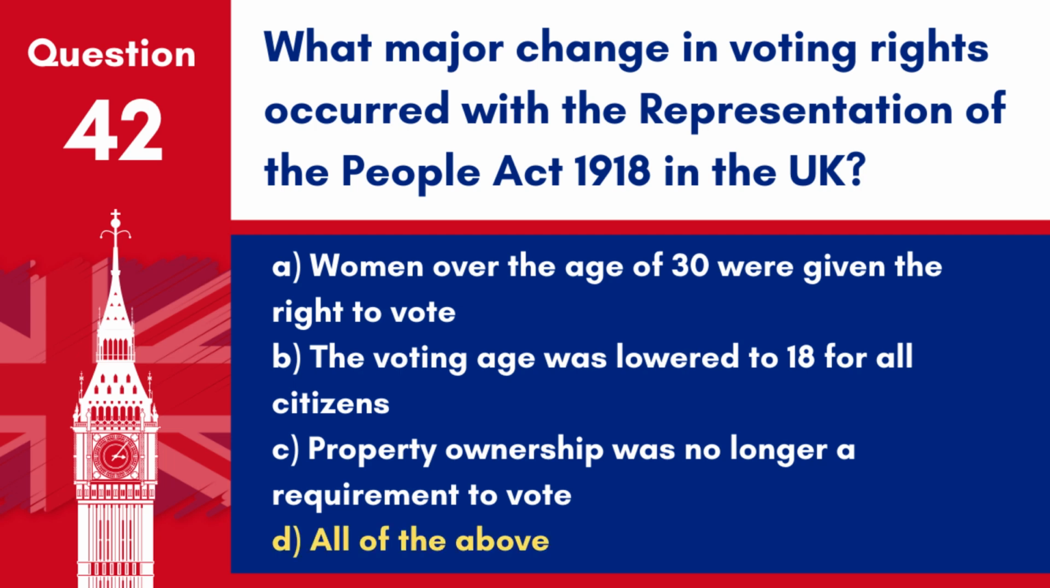Answer: D. All of the above. The Representation of the People Act 1918 made significant changes in voting rights, including giving women over 30 the right to vote, lowering the voting age for men, and removing property ownership as a requirement.